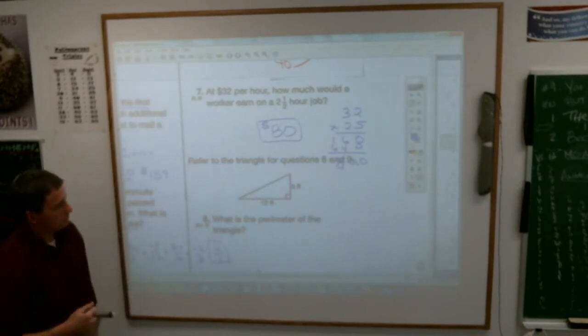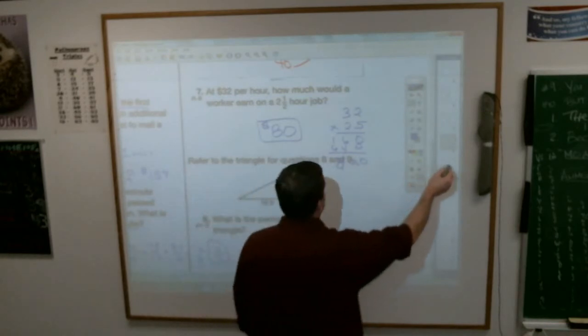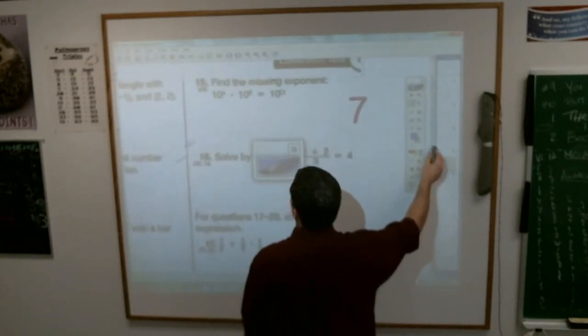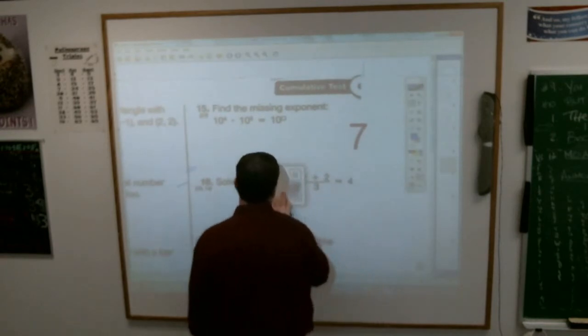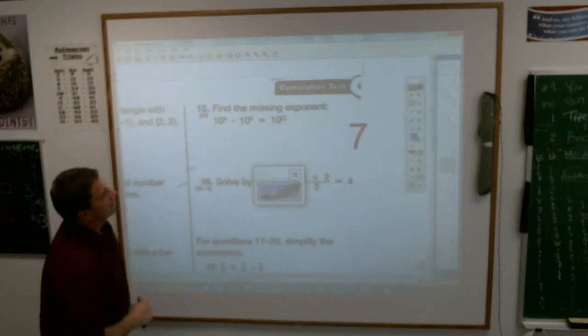That's it? Oh, again, I knew there'd be some more. I don't understand why I did number 15. Number 15: find the missing exponent. I like that. That's kind of a nice addition there, isn't it?